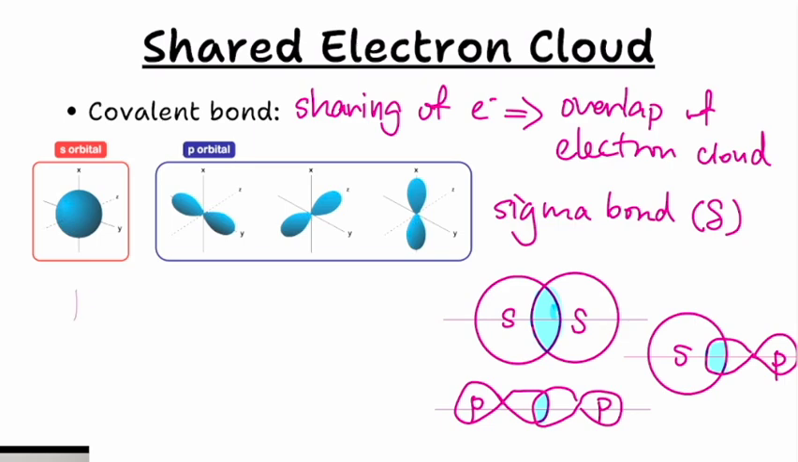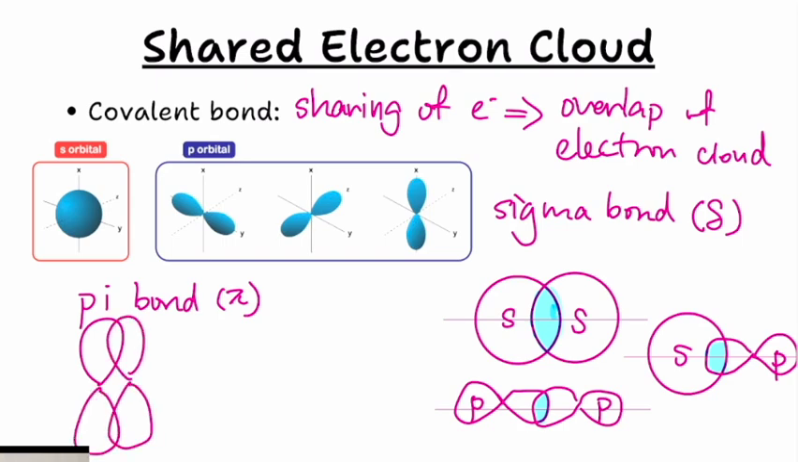On the other hand, a pi bond occurs only when two p orbitals overlap while they're parallel to each other. So rather than head to head, it's two parallel p orbitals. This is the overlapping part, and this is the internuclear axis. For pi bonds, the overlap of the electron cloud is above and below the internuclear axis. It's not on the internuclear axis. That's the difference between a pi bond and a sigma bond.